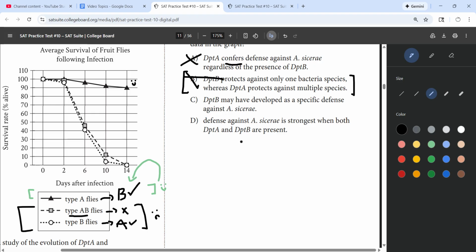C, gene B may have developed as a specific defense against AS. Oh, gene B developed specifically for AS. That's exactly what we were talking about, right? Gene B is the thing that fights AS. So already we know this is our correct answer. Just to go over the concept, let's look at D. Defense against AS is strongest when both gene A and gene B are present.